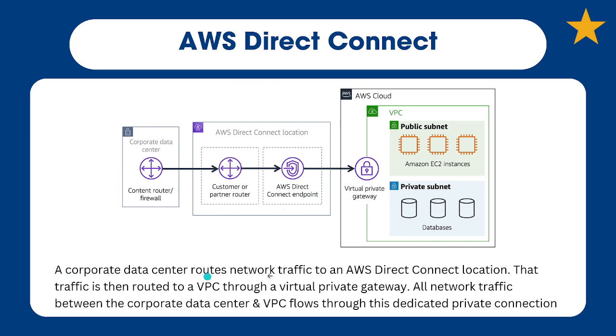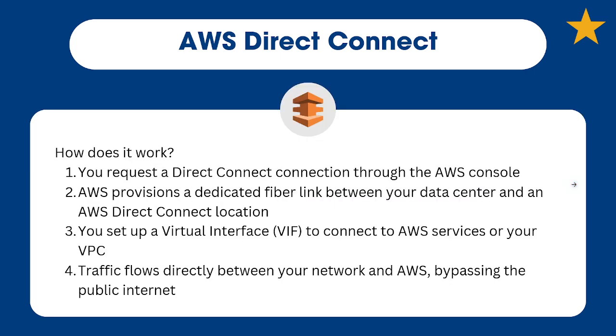So the corporate data center routes network traffic to an AWS Direct Connect location. That traffic is going to go to the VPC through the virtual private gateway. All network traffic between the corporate data center and VPC flows through this dedicated private connection. Private connection means it's encrypted, it's secured, it's not accessible to outside users, right? And specifically, in a lot of cases, to those outside attackers. Got to protect that data.